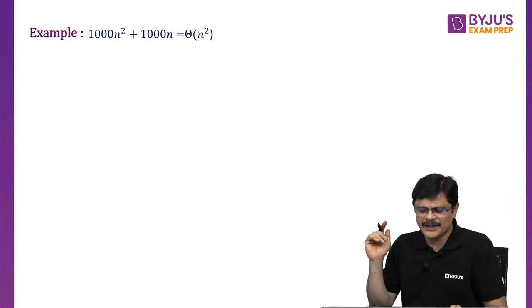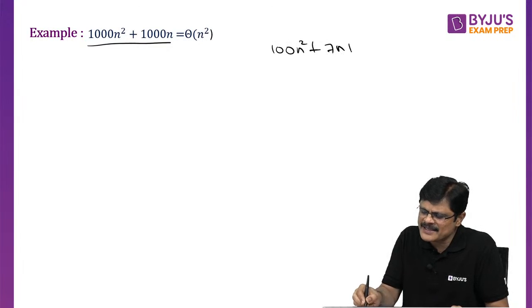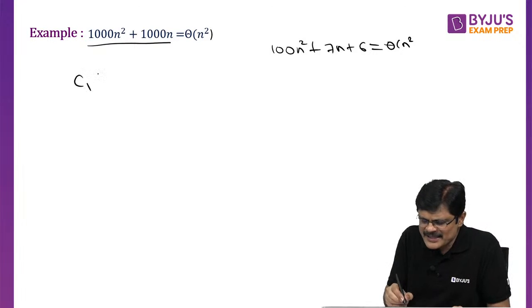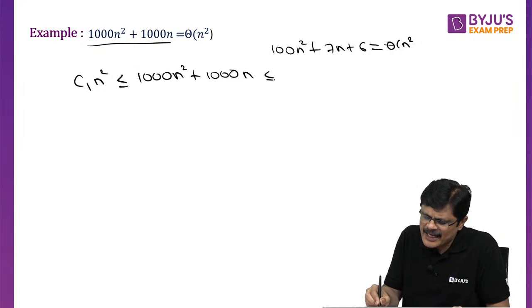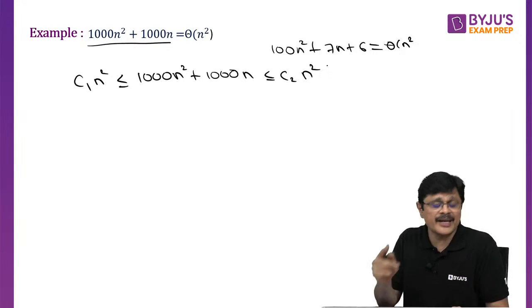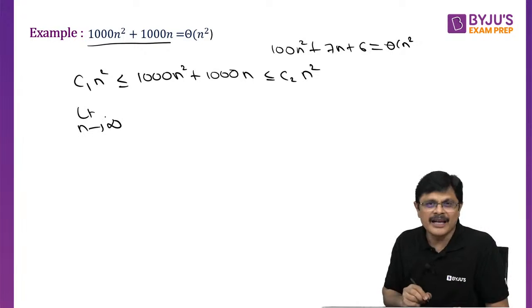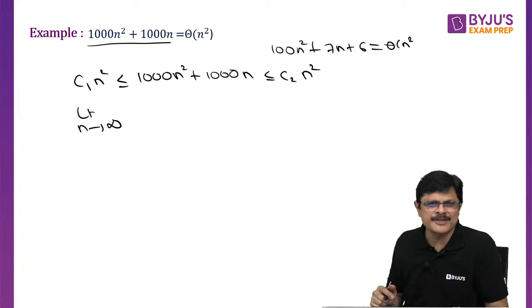See, for example, this particular function is theta of n square. Not only this, you write 100n square plus 7n plus 6. Even this is theta of n square. Okay? How can you verify, sir? I gave two methods. One is you can say C1 n square is less than or equal to 1000n square plus 1000n is less than or equal to C2 n square. This way you can prove it, or you can use the limit approach. Am I clear? With both the methods, you can solve these problems.